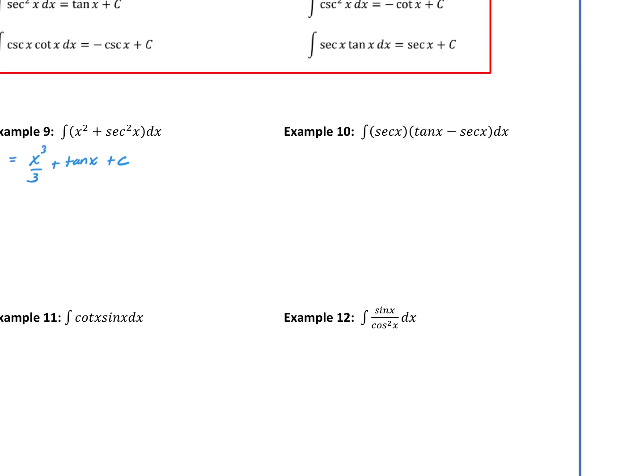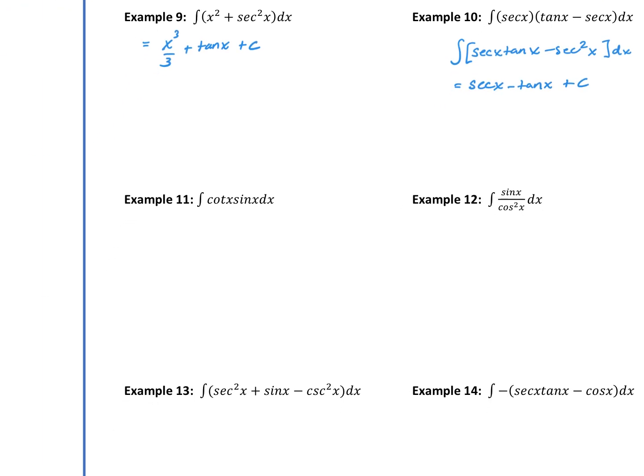So here, you have to be able to get it to one of the ones above. So I'm just going to manipulate it a little bit. So we're going to get secant x tan x, minus secant squared of x. So the integral of secant tan is secant, so secant of x. And then the integral of secant squared is tangent, so minus tan of x plus c.